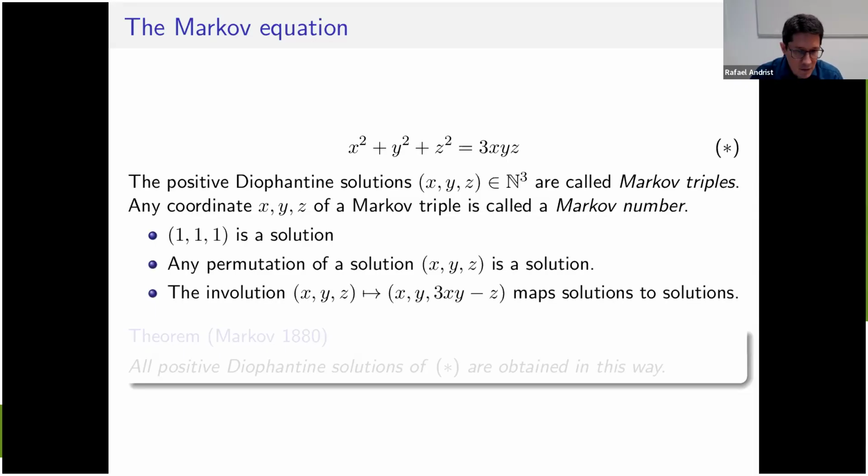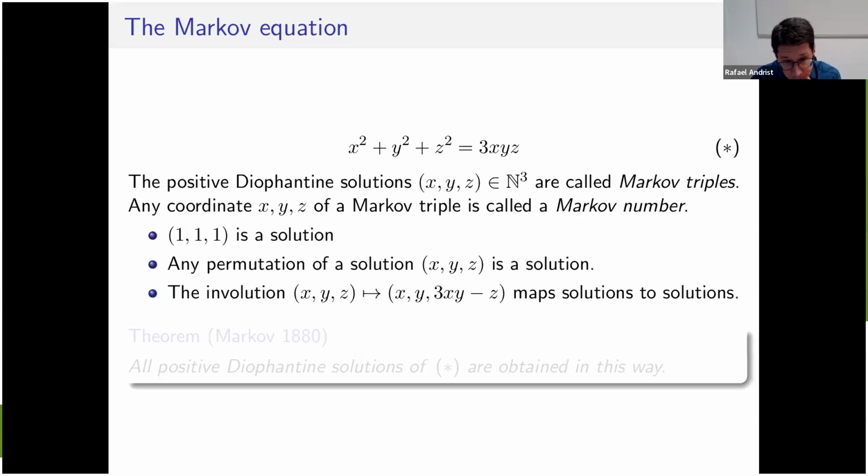And then there is another transformation. We keep x and y fixed, and we map z to 3xy minus z. And it's easy to check that this again maps solutions of the equation to solutions of the equation. And of course, it maps integers to integers. And if you think of this equation as an equation in z, when you keep x and y fixed, it's a quadratic equation, so it has only 2 solutions. Therefore, it must be an involution because it has no other choice than to map back and forth these 2 solutions of a quadratic equation.